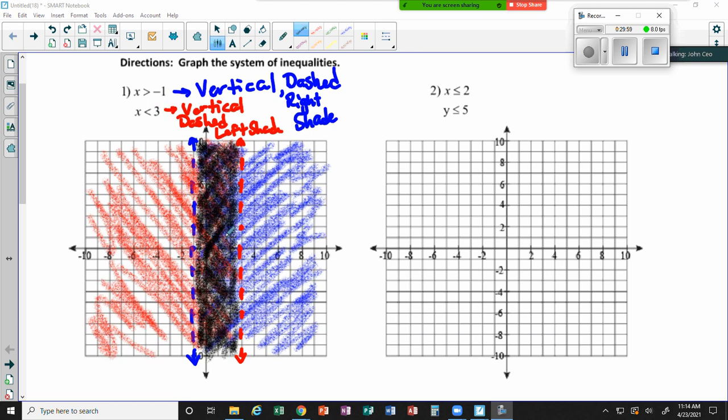So where is x equal to negative 1? That's the blue line. So it went to negative 1 here. x is always negative 1 everywhere along this vertical line. So I drew a dashed line in there, and I shaded to the right. That's the blue shading over this way.